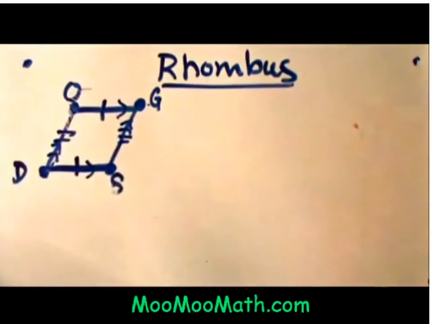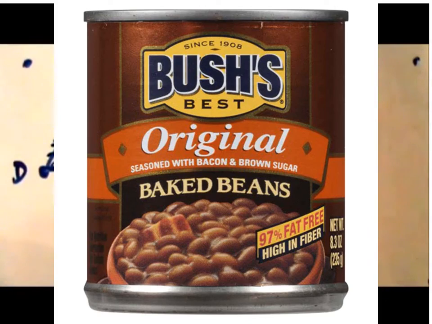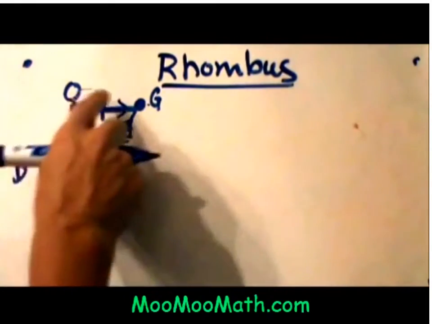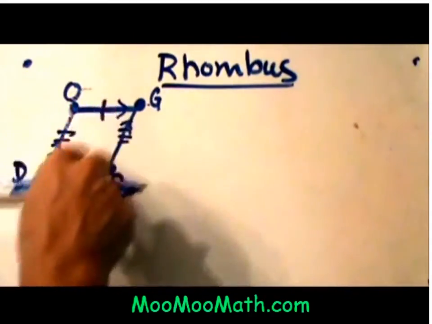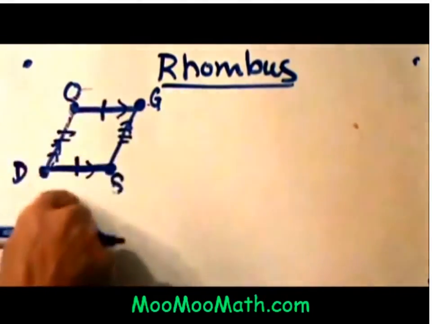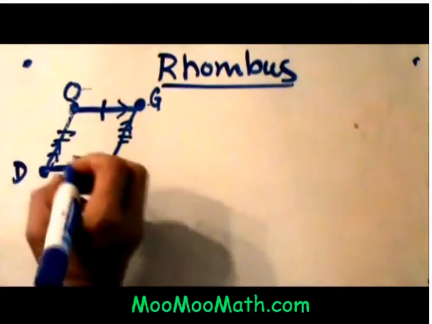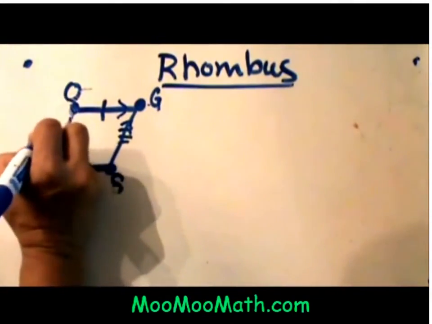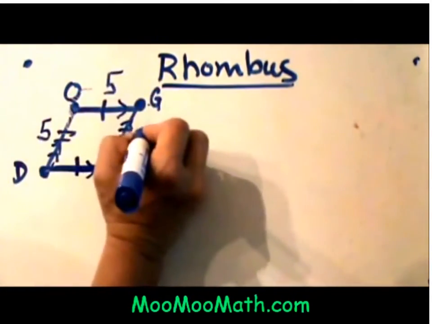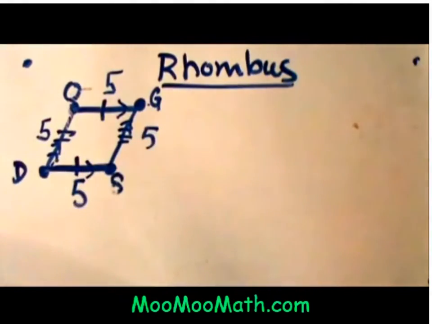Now, what sets a rhombus apart is that not only are these opposite sides congruent, top to bottom, left to right, all four are congruent. So if this side is 5, this side is 5, this side is 5, this side is 5. I call a rhombus a squished square.